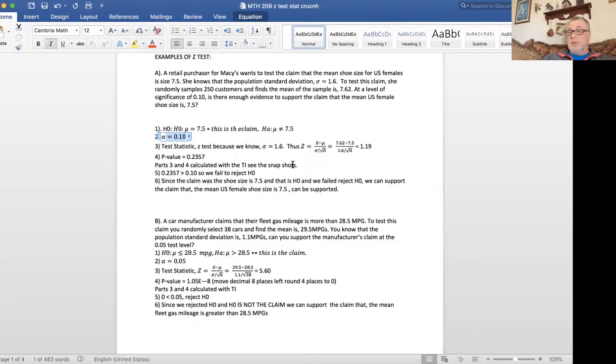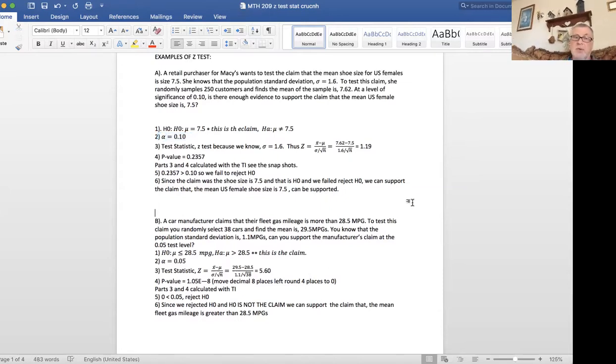I gave you a snapshot of what the TI gave you in that scenario. And we have 0.2357 is greater than the level of significance, so we fail to reject H0. Since we failed to reject H0, the claim is that the shoe size is 7.5. That is H0 in this scenario. We have to support that claim.